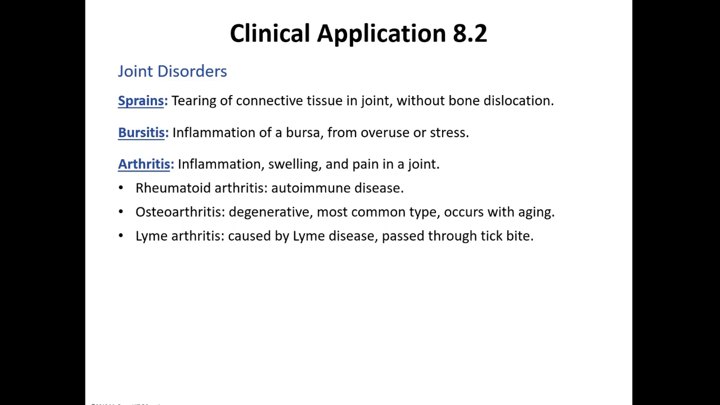And then we have arthritis. The term arthritis has to do with inflammation, swelling, and pain in a joint. And arthritis comes in three unique types. We have rheumatoid arthritis. Arthritis of this type has to do with the person's immune system attacking tissues at the person's joint. And when this happens, we call it rheumatoid arthritis.